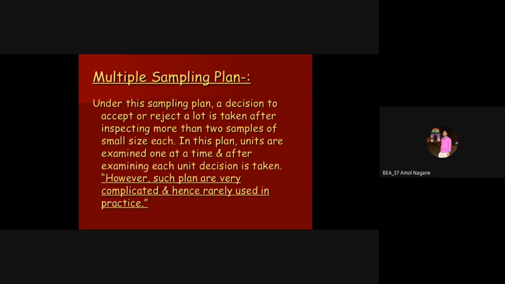Multiple sampling: under this sampling, a decision to accept or reject a lot is taken after inspecting more than two samples of small size each. In this plan units are examined one at a time, and after examining each unit a decision is taken. However, such plans are complicated and hence rarely used in practice. So this is the third type.